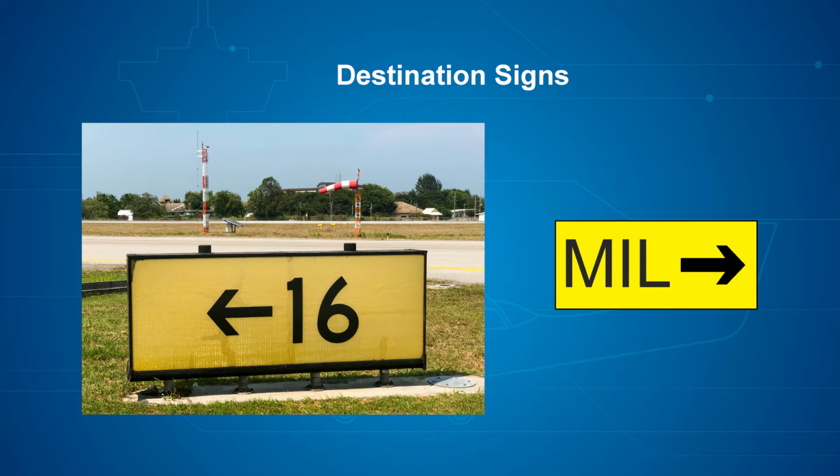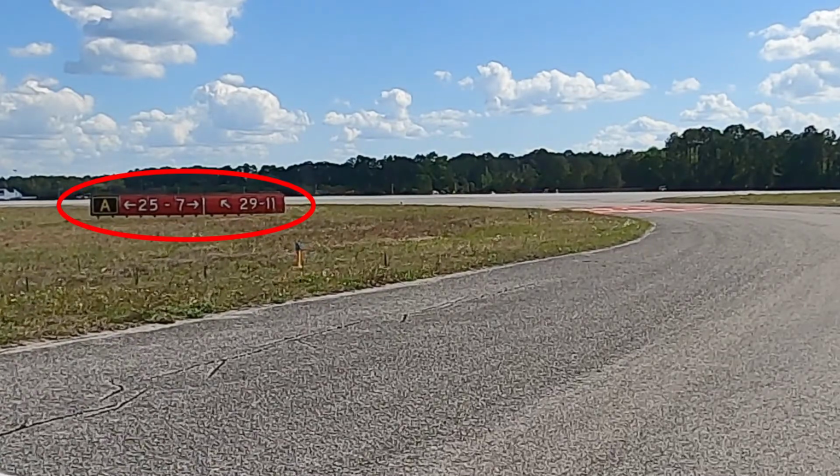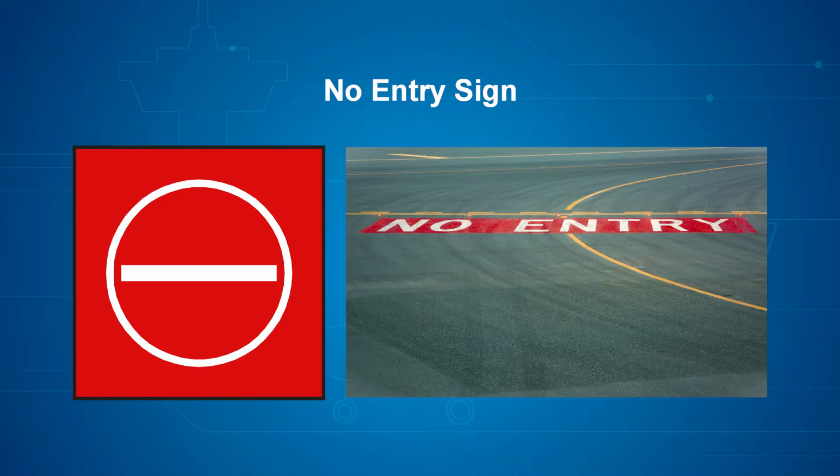They are yellow with black letters and always have an arrow. They have black inscriptions on a yellow background and an arrow showing which direction to turn. Mandatory instruction signs denote an entrance to a runway, critical areas, and areas prohibited to aircraft. These signs are red, with white letters or numbers. Think about them like a red or white do not enter sign that you may see on a road.